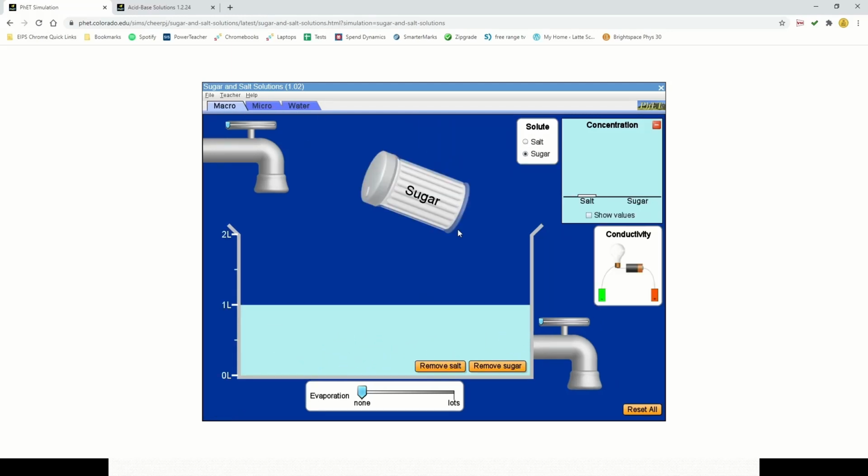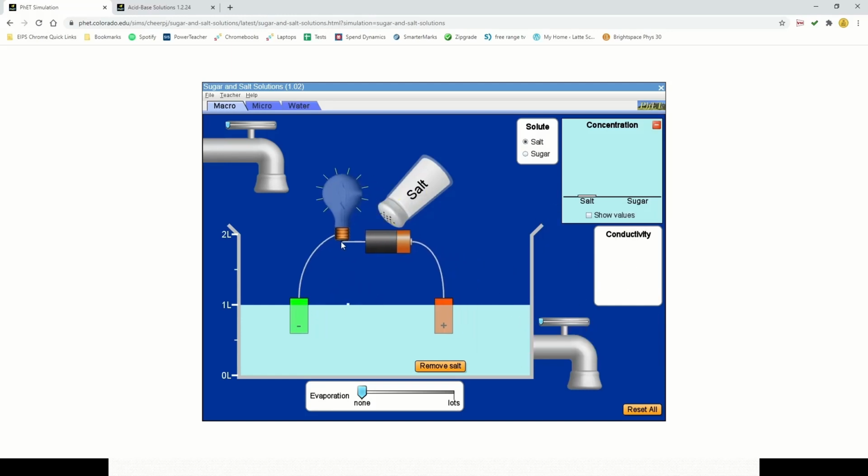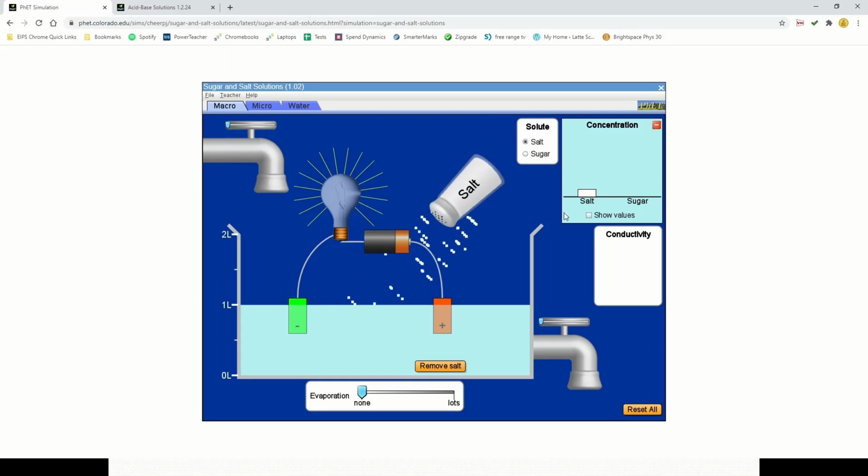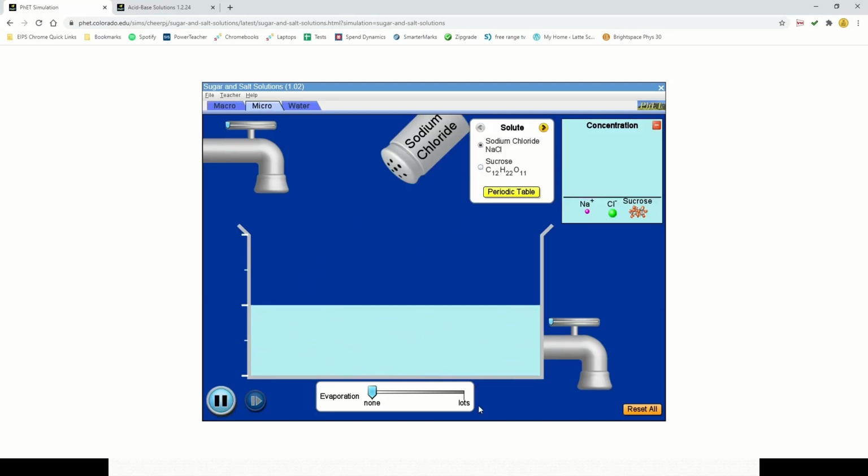So when I take my salt and dissolve it in water, the way that we know there are ions in there is that they conduct electricity. And the more salt I put in there, the brighter my light bulb glows here.